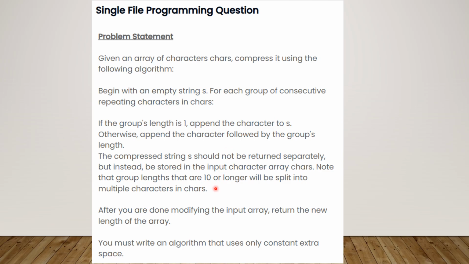The third case is when the group length is 10 or greater, which means it will be a two-digit number. Let's say it is 23. We append that character and then 2 and 3. Like that, we split the number into two digits and then add them. This is what is to be done, and we are supposed to use only constant extra space.